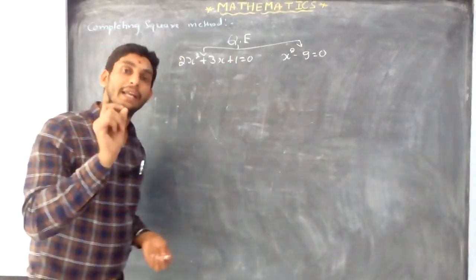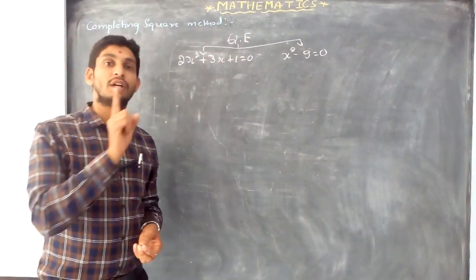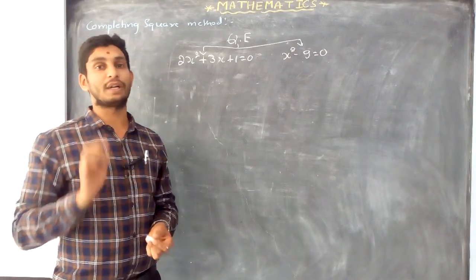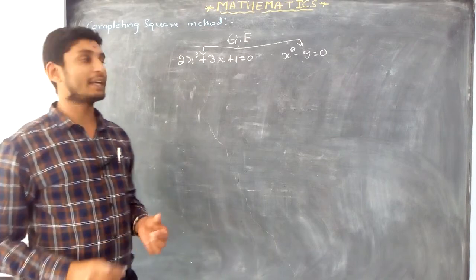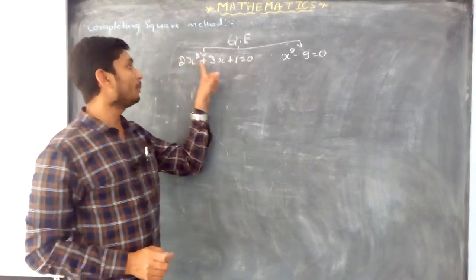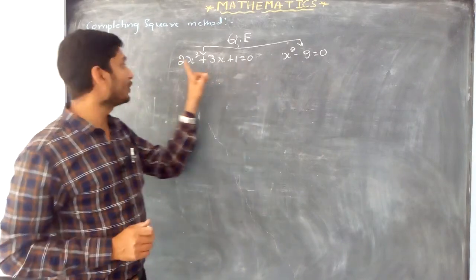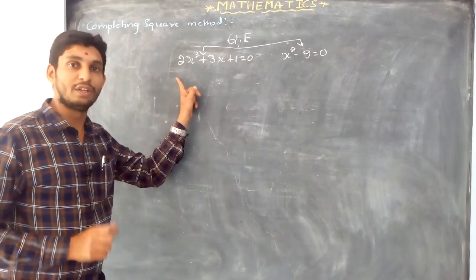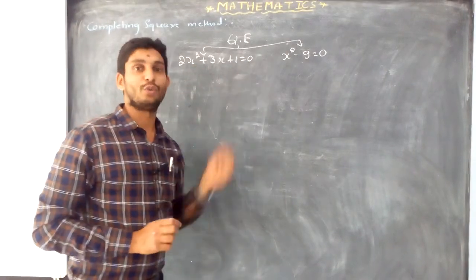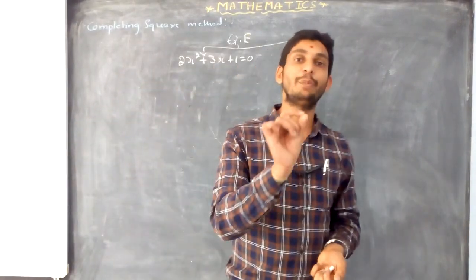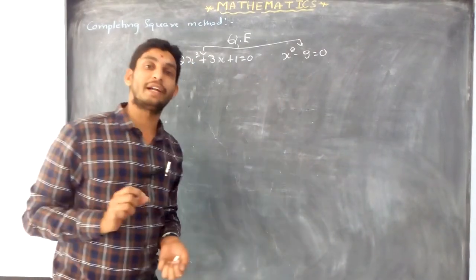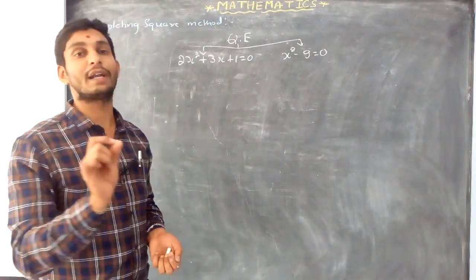Thereafter, I had explained how to identify A, B and C. Before that, I had explained standard form of quadratic equation. What is the standard form of quadratic equation? Ax square plus bx plus c equals 0, where A, B, C are real numbers and A should not be equal to 0. In this example, A is 2, B is 3, C is 1. This is the method to recognize A, B and C. Is it right? Yes.